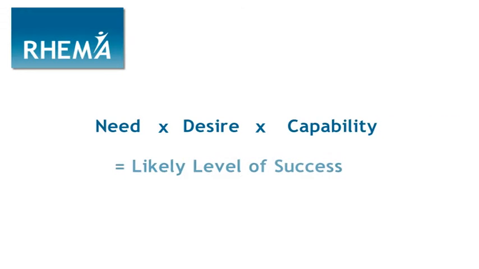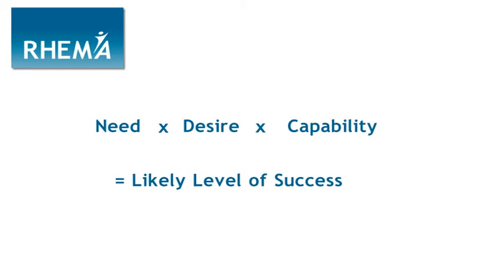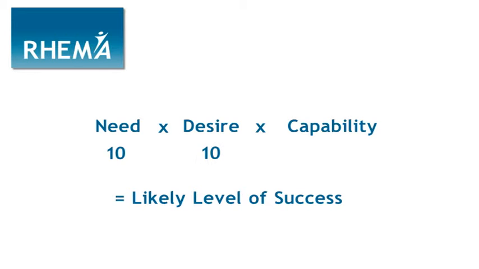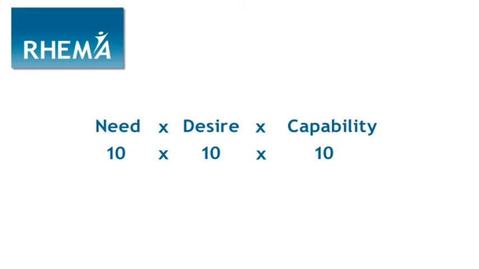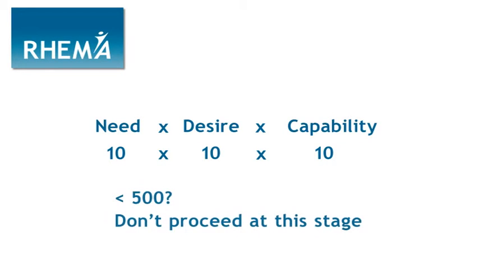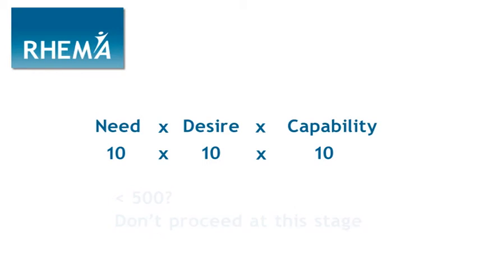So need times desire times capability gives you the likely level of success in terms of thinking about that change. Give 10 points to each, the need, the desire, the capability, multiply them and arrive at a score out of 1,000. If the score is less than 500, don't proceed with the rest of the change process. Think about the issues you need to deal with before adopting these following points.